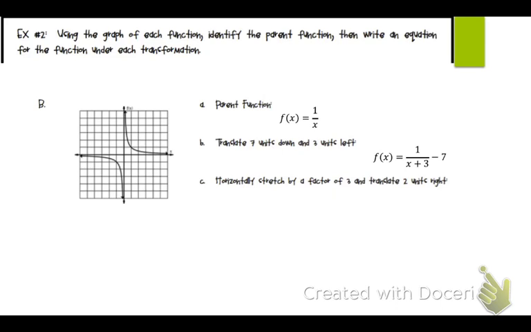This next one, horizontally stretch by a factor of 3 and translate 2 units. If we're stretching horizontally by a factor of 3, we need to flip that. So this is going to be 1 over 3, and then we're going to translate it right 2 units. So it would be x minus 2.